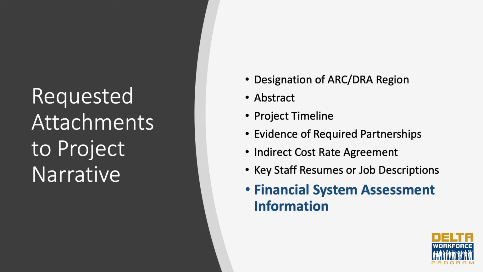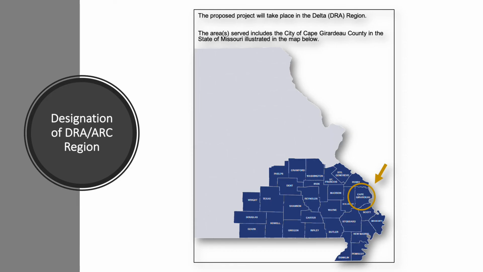Applicants are to submit financial system assessment information, which is either a standard form, a template is available in the FOA, the applicant's most recent audited financial report, or IRS Form 990. The example shown here is the document that applicants must submit as designation of the DRA or ARC region.